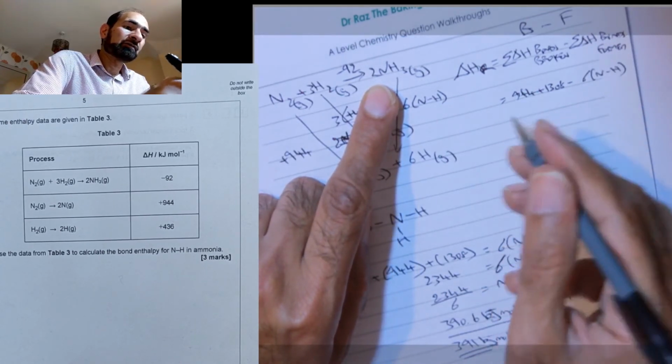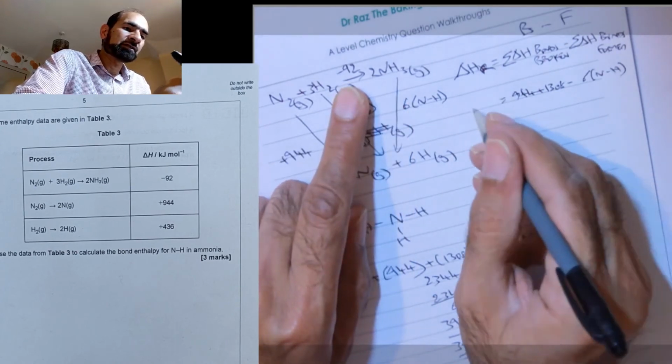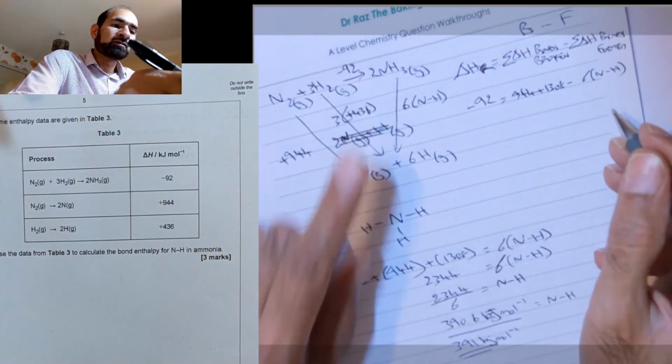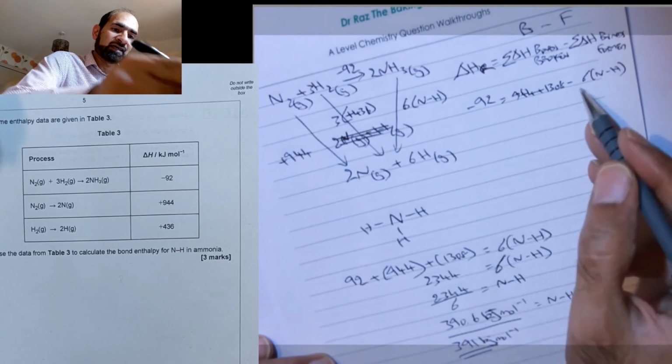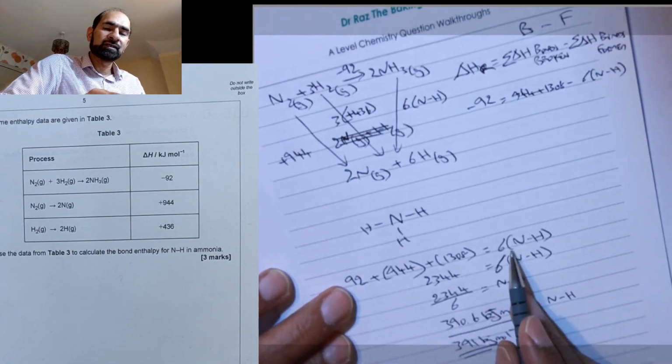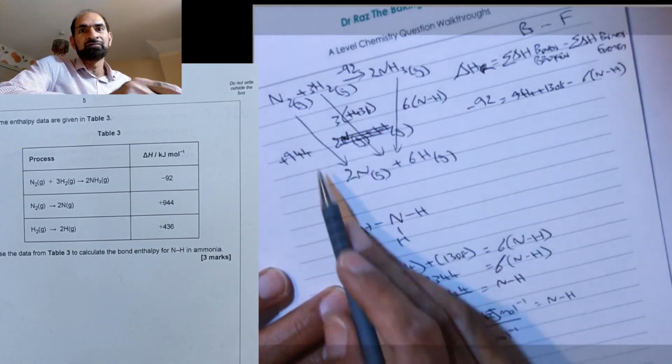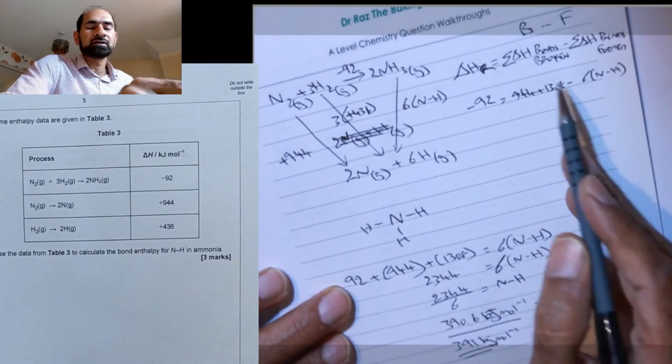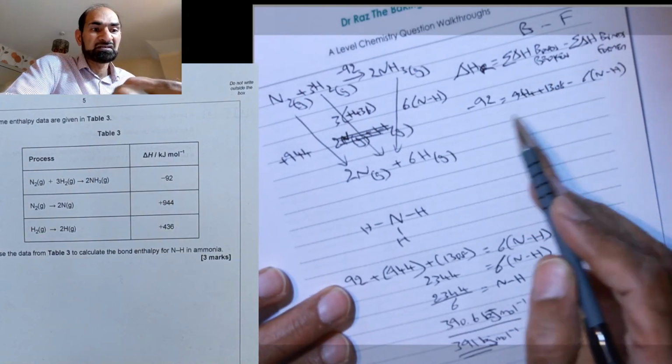And of course, the enthalpy of reaction is minus 92. So literally, that is the same as that. It's just that this I've done using the visual method, and this I've done using the bonds broken. But if you think about it, that's exactly the same equation.